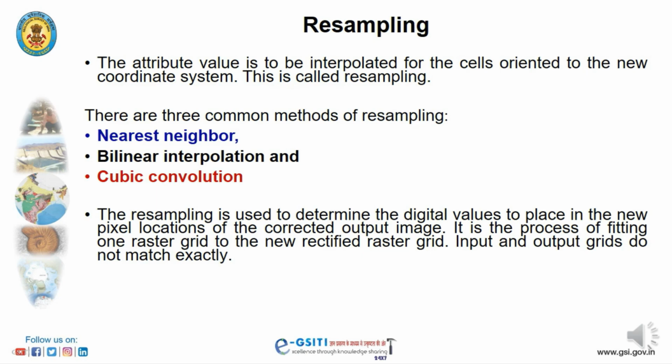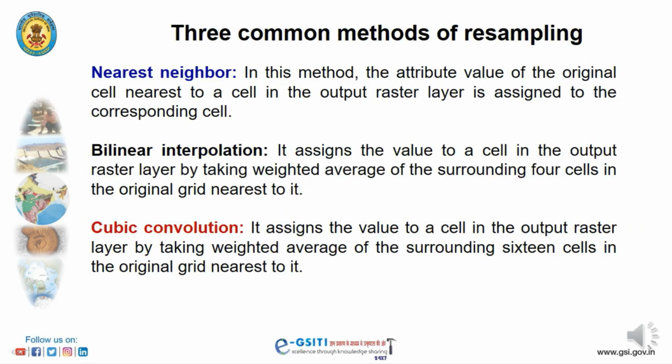The resampling is used to determine the digital values to place in the new pixel locations of the corrected output image. It is a process of fitting one raster grid to the new rectified raster grid. The input and output grids do not match exactly. Three common methods of resampling.